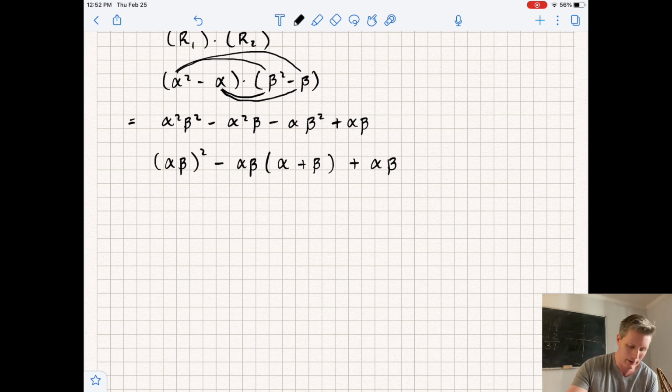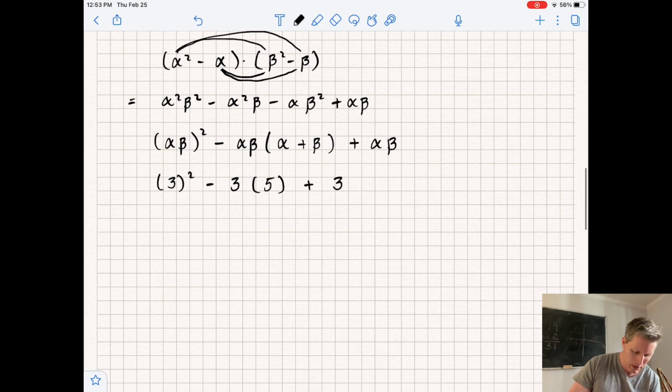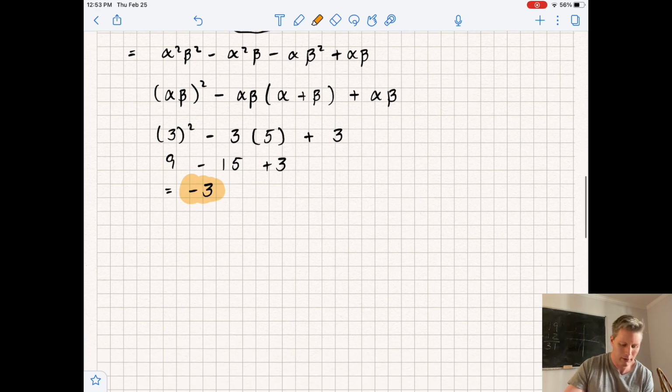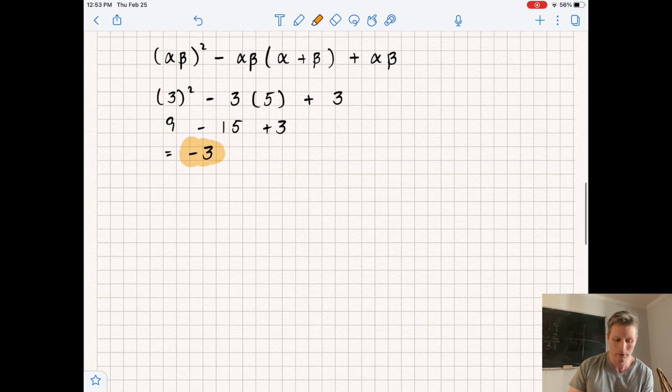And I know those values. Alpha beta is 3, so this becomes 3 squared, minus alpha beta is 3 times alpha plus beta, which is 5, plus alpha beta, which is 3. 3 squared is 9, minus 3 times 5 is 15, plus 3. And so if I work that out, 9 plus 3 is 12. 12 minus 15 is negative 3. And that is the product of my roots. The product of my roots is negative 3.